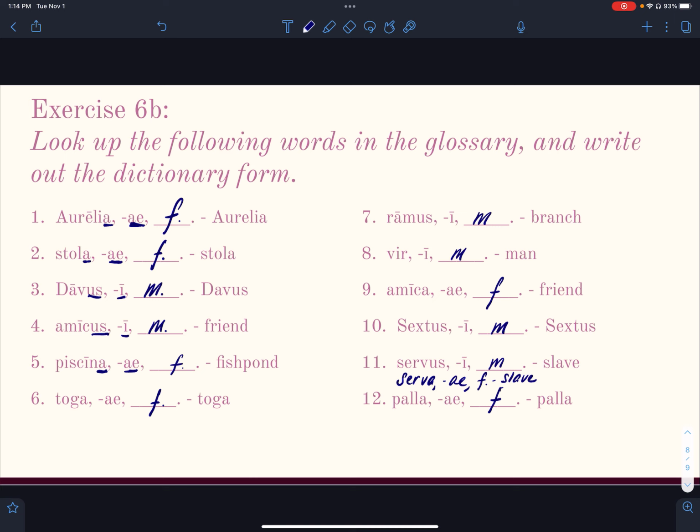Oftentimes, what we've noticed is that we've got the words Romana and puella. The ending usually matches, right? Or Romanus. The endings on the words usually look the same. But do you think that that's going to change? Yes. Otherwise, I wouldn't have asked.